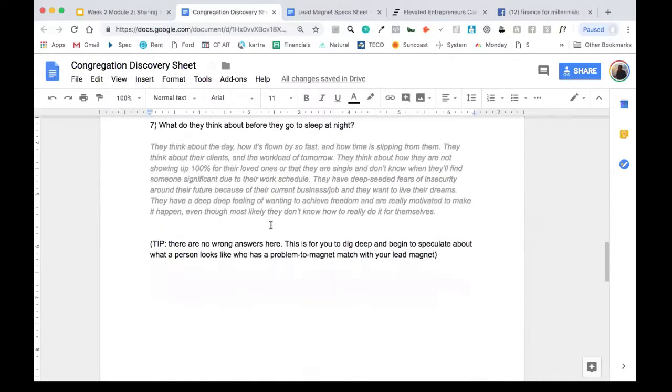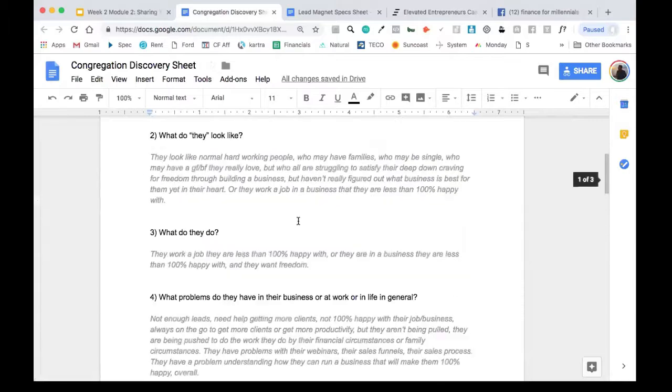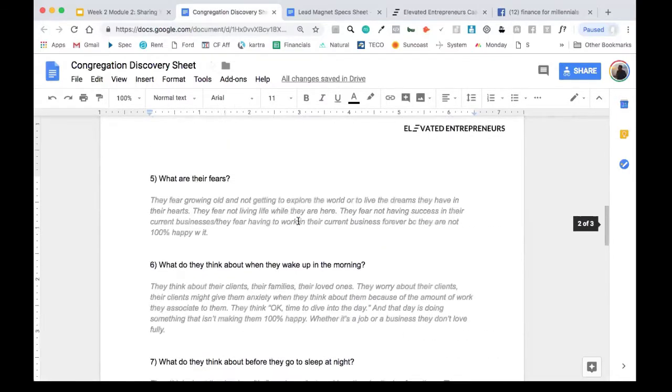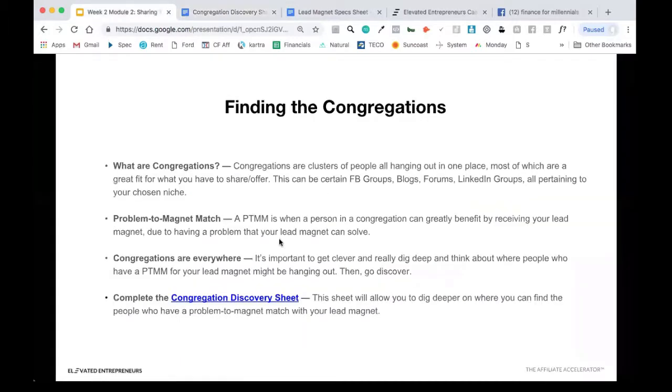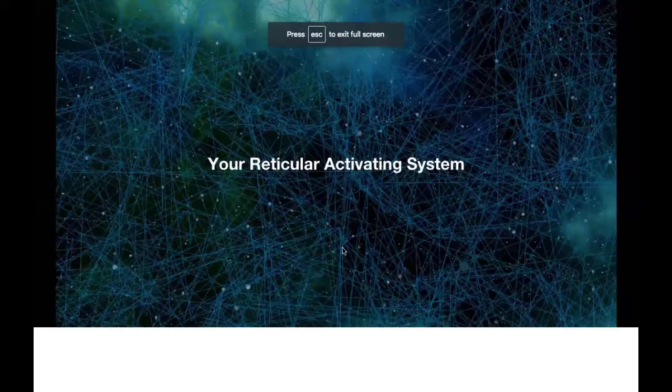So like I said, there's no wrong answers. This is for you. And you'll get this sheet without my answers on it, and we'll get that to you at the end. But we'll pop back in here. So essentially, once you complete that sheet, you really dig deep on who this person is, why they have a problem to magnet match. And if you can dig deep, then you can really notice them from afar.